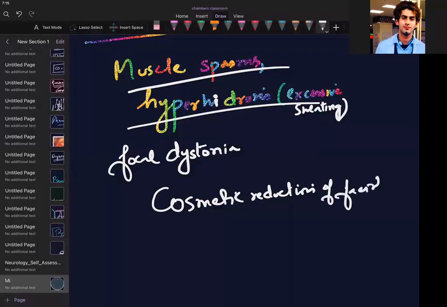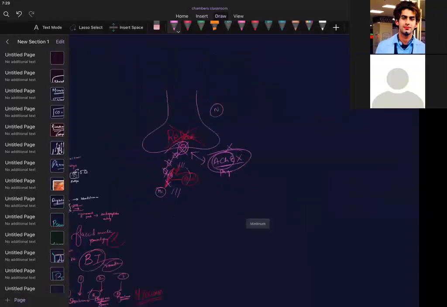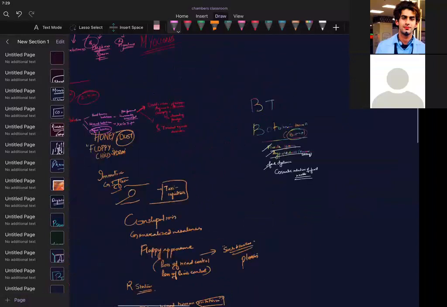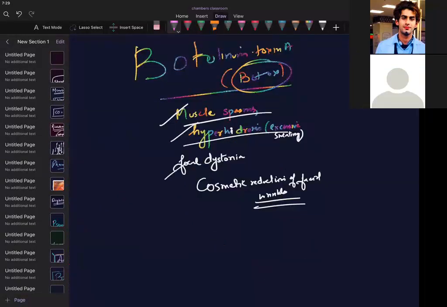Now girls will remember this always, isn't it? Facial wrinkles. So we are using this botulinum as a therapeutic treatment. Okay. So remember at least 3 things about botulinum toxin.